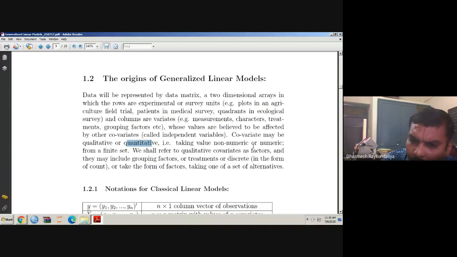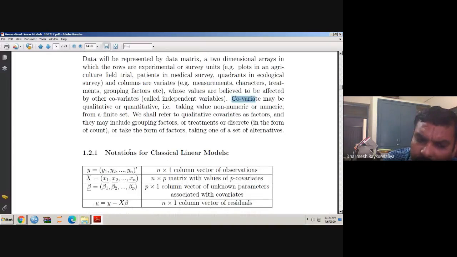And quantitative independent variables, which are quantitative in nature, we call them a covariate. So that means if the variables are independent, they are classified into two parts: categorical or qualitative, and quantitative. Qualitative independent variables we term a factor, and quantitative ones we term a covariate. So these are some notations which we are using.